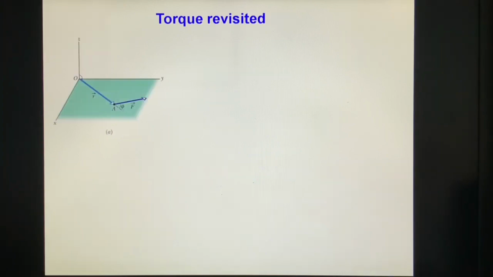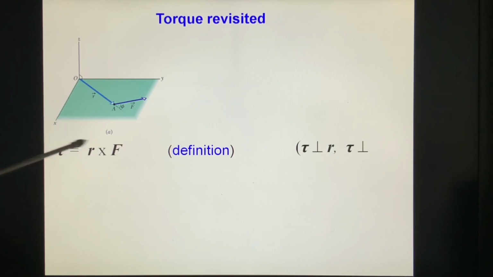Torque revision. We talk about the torque of a force F relative to a point O, because the torque is R cross F. This is the acting point, this is R. R cross F means this torque is perpendicular to R and perpendicular to F. So when you use the right-hand rule, we go to R cross F, and the torque is along the positive direction.